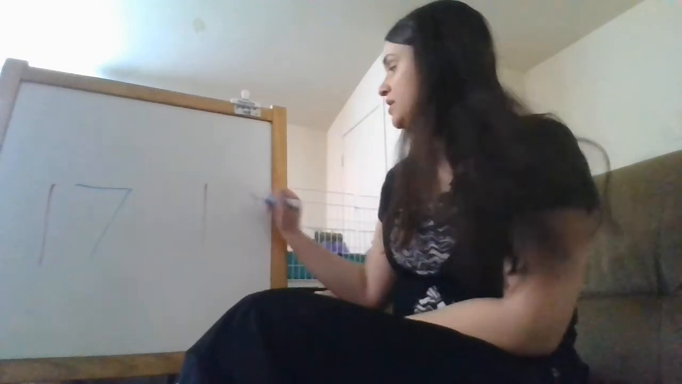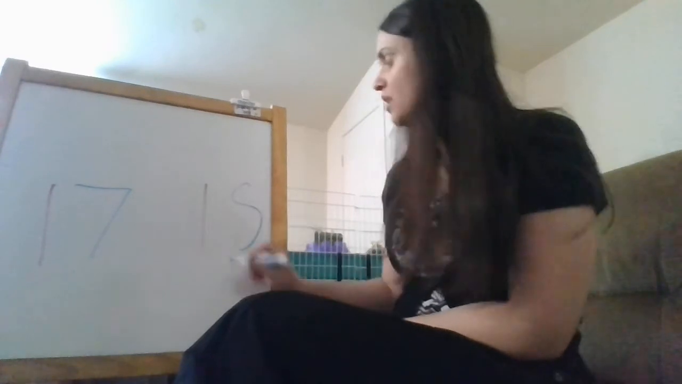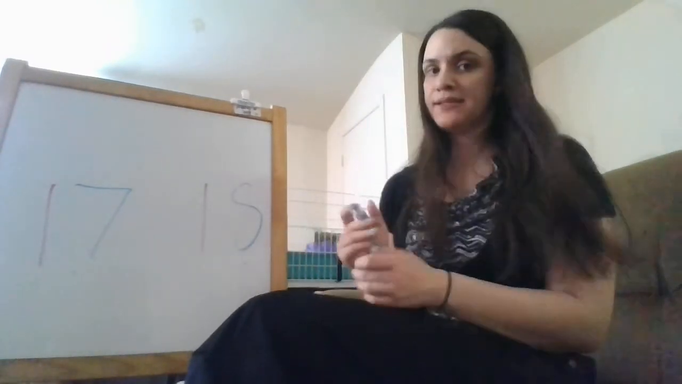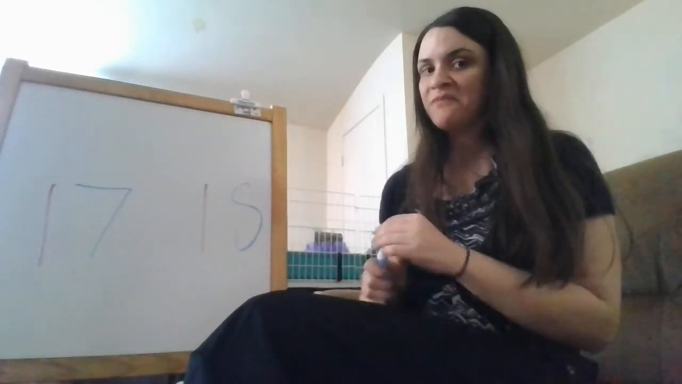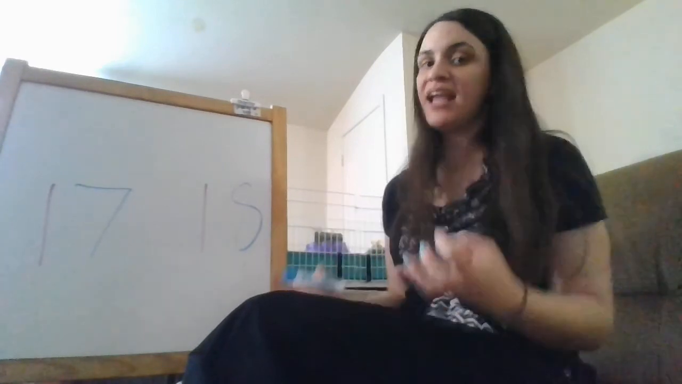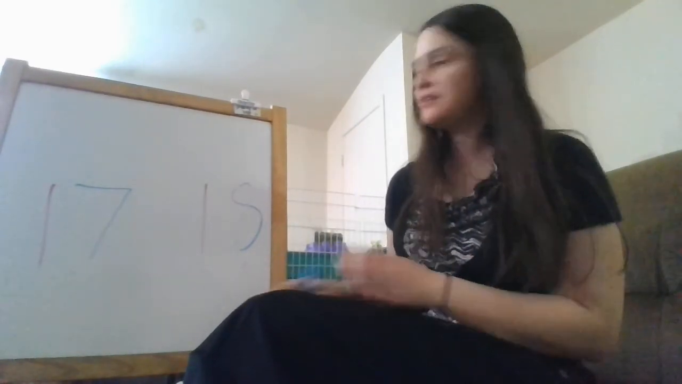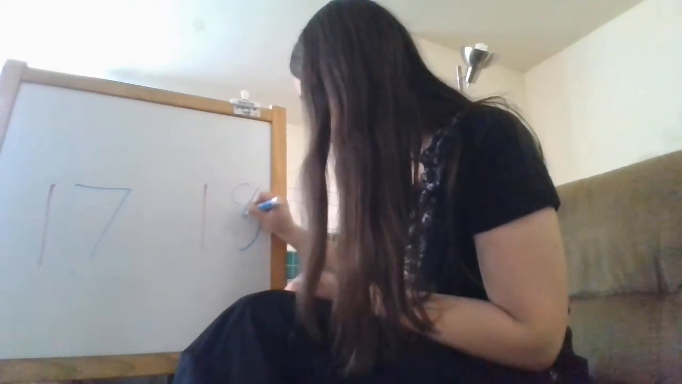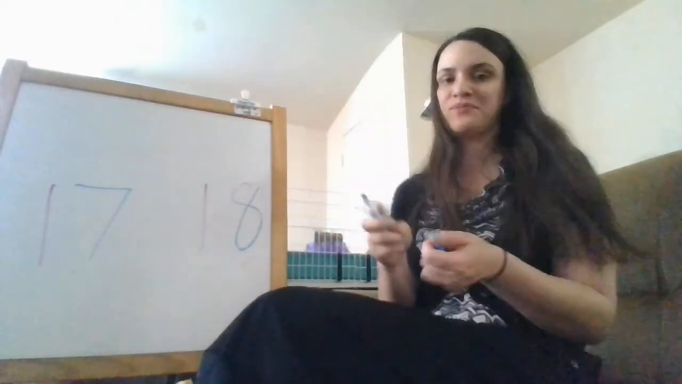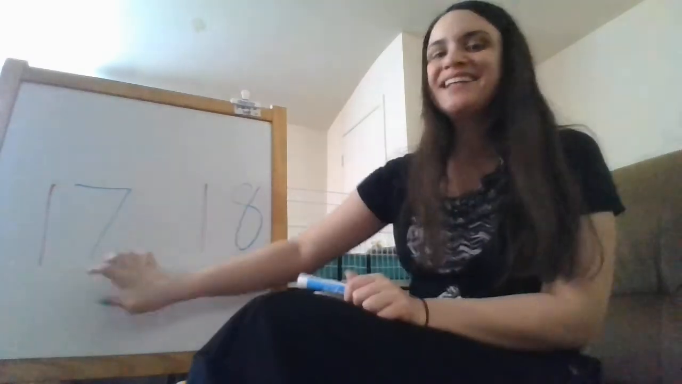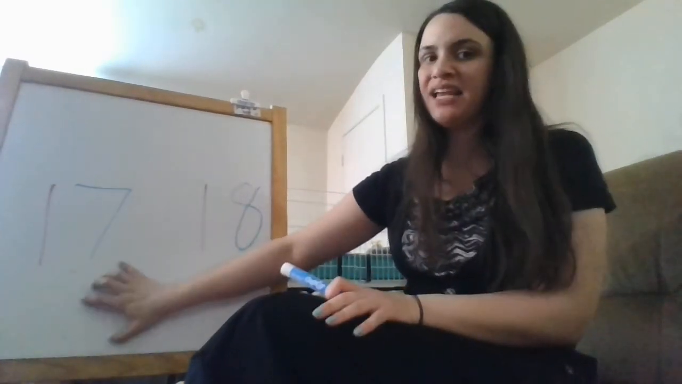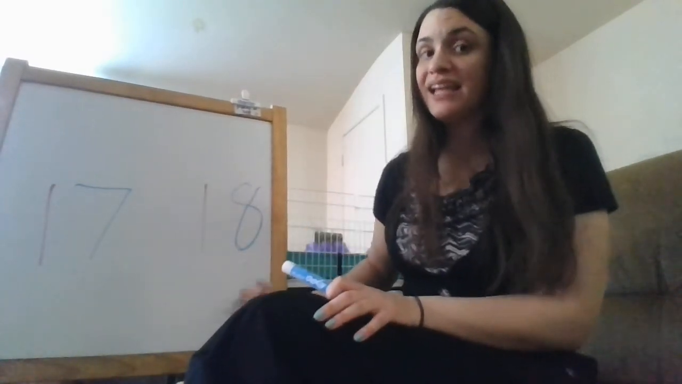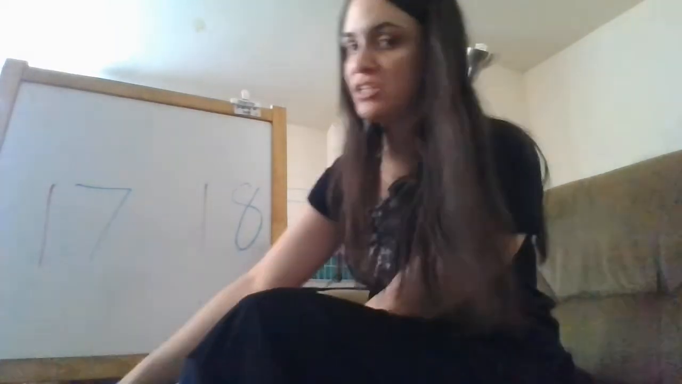And then our other one is a 1 and an 8. What number is a 1 and an 8, guys? It is 18. Can we say 18? Ooh, that 8 is like really hard to say. Sorry. Okay, ready? 17, 18. Very good. Those are our two new numbers.